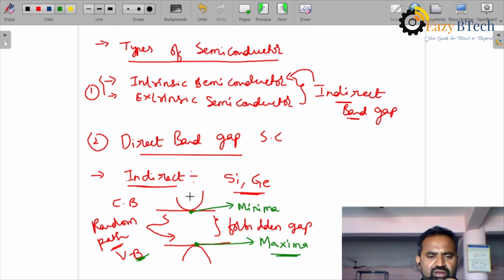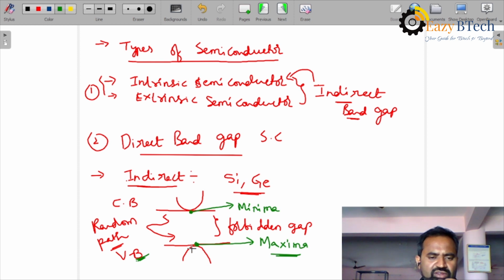And the upper band we call a conduction band. The electrons present in this conduction band have a weaker energy, because they are somewhat far away from the nucleus. That is why they are loosely bound. That is why they are known as unbound electrons.